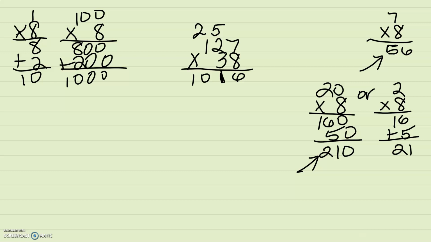Now we have to multiply our top factor times our 3 that's in the tens place. So we're really doing 127 times 30.